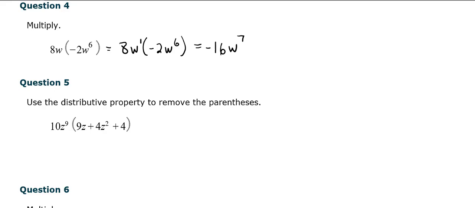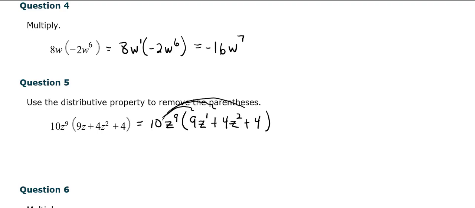Next, use the distributive property to remove the parentheses. So again, I'm going to rewrite this: 10z to the ninth times the quantity 9z to the first plus 4z squared plus 4. So when we're using the distributive property, what we're doing is multiplying that value that's touching parentheses times each term within the parentheses.